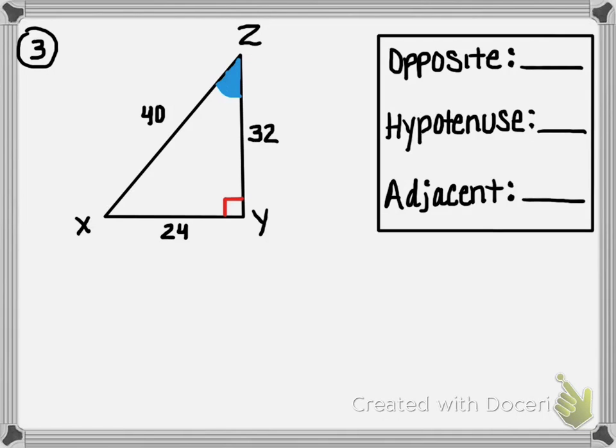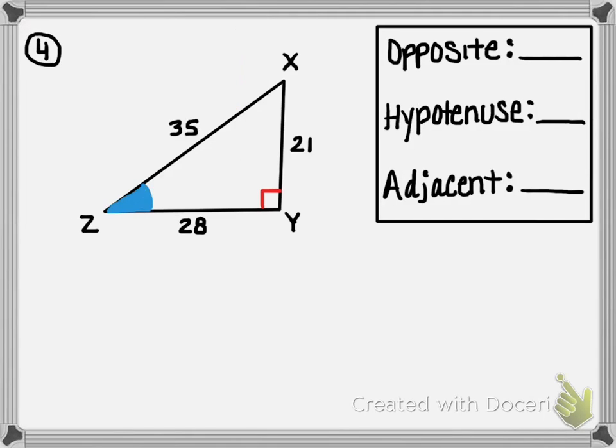Number 3. So my angle is up here. Notice that the angle keeps moving, guys. That's because every triangle is different. So we always look for the same stuff. Which side is opposite or across from angle Z? Opposite would just be 24. Notice that the hypotenuse is the longest side of our triangle, which has to be 40. And that means the last side, the adjacent side, right next to angle Z, is side 32.